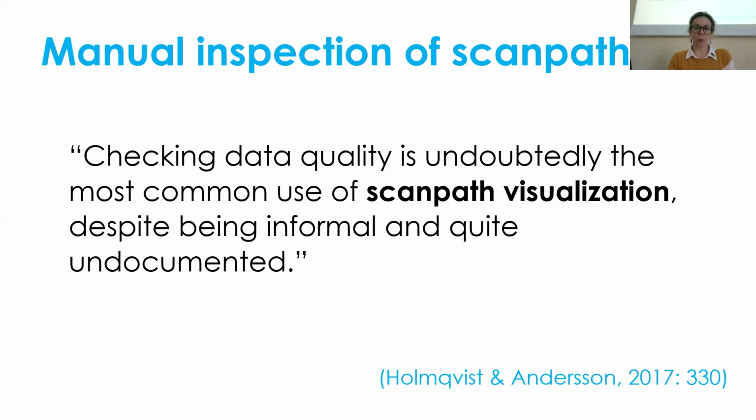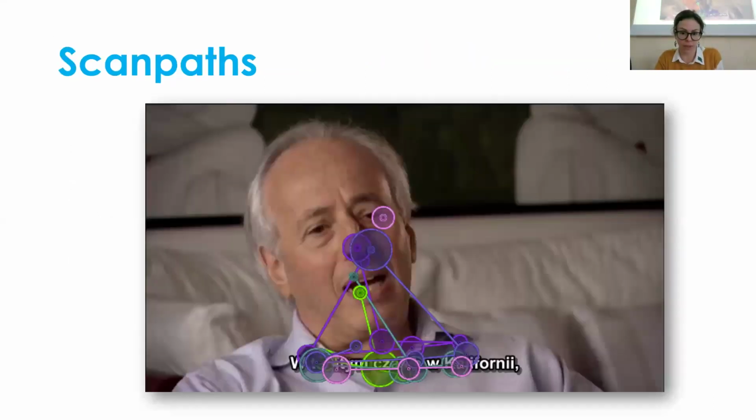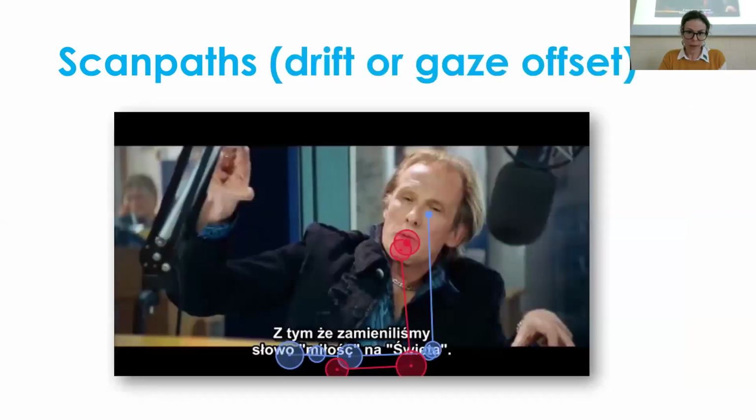Now, first of all, what do we mean by scan path? So what is a scan path? This is multiple scan paths, in fact, as indicated by colors. And here, the data quality is pretty good across all of them. Here, instead, we have another example where particularly the red scan path, right?